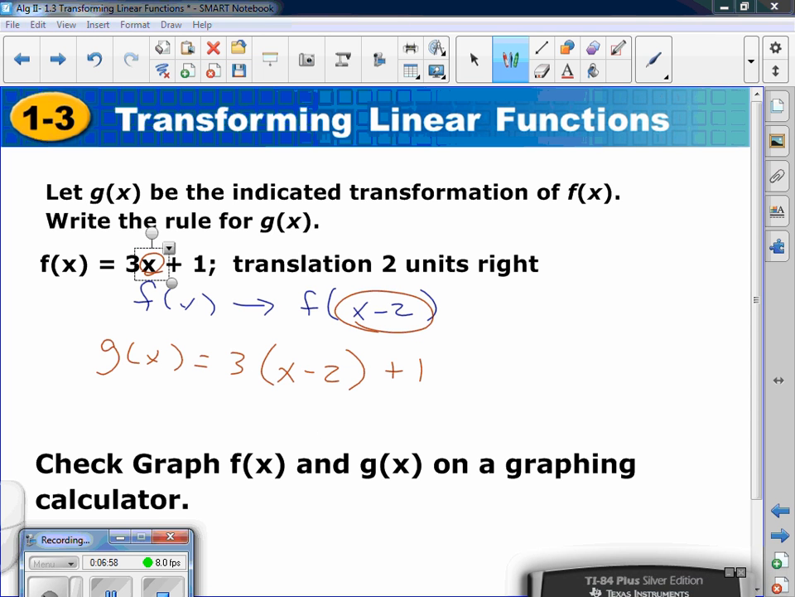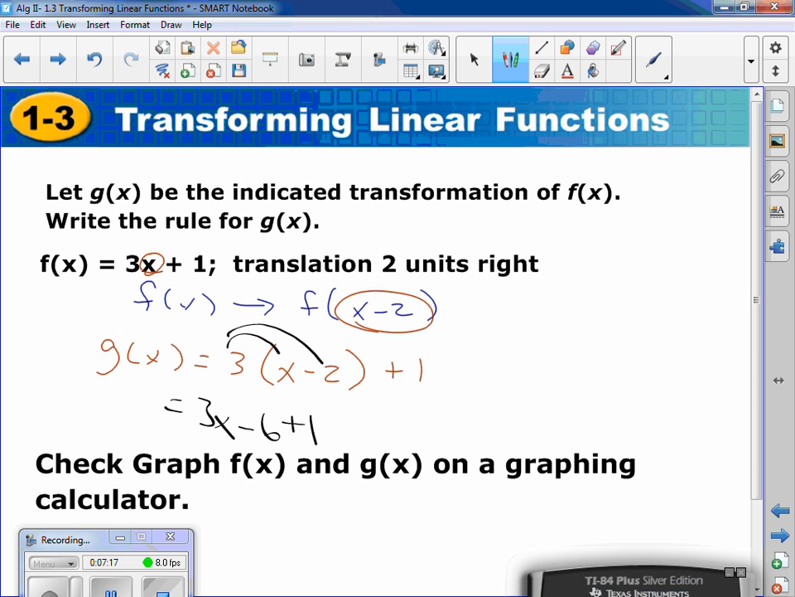Now I'm going to distribute. 3 times x is 3x. What's 3 times negative 2? Negative 6. Still have the plus 1 on the outside. Can I simplify any further? The negative 6 and 1 is negative 5. G of x is 3x minus 5. Good.